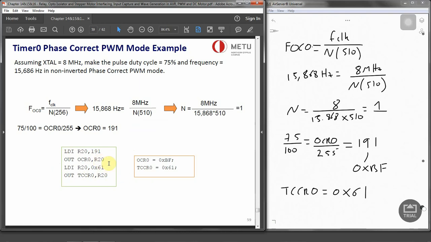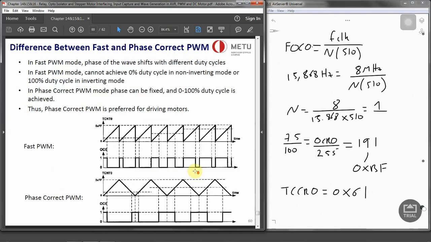and OCR0. You might ask the question, what's the difference between phase correct PWM and the fast PWM? In fast PWM mode, the phase of the wave shifts with different duty cycles, and we cannot achieve 0% duty cycle in the non-inverting mode or 100% in the inverting mode. But with the phase correct PWM, we can achieve 0 to 100% duty cycle without any problem. And for the motors, we generally use phase correct PWM modes.